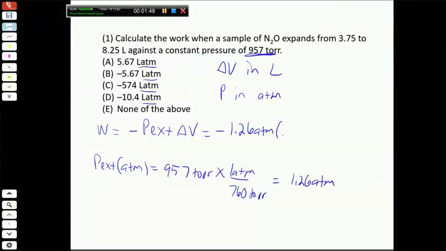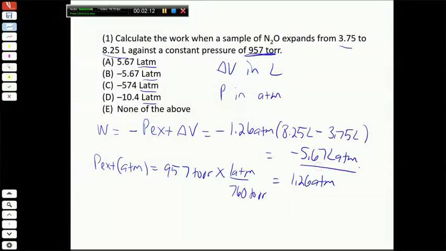And then delta V is just our change in volume, which is the difference of final volume minus initial. So we're going from 3.75 to 8.25. So 8.25 liters is our final volume, and our initial volume is 3.75. So we just subtract those two for delta V, and that comes out to minus 5.67 liter atmospheres.